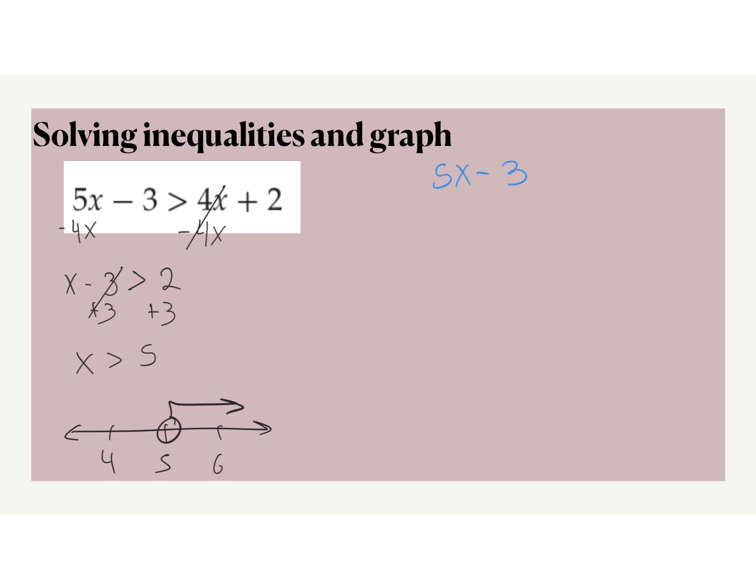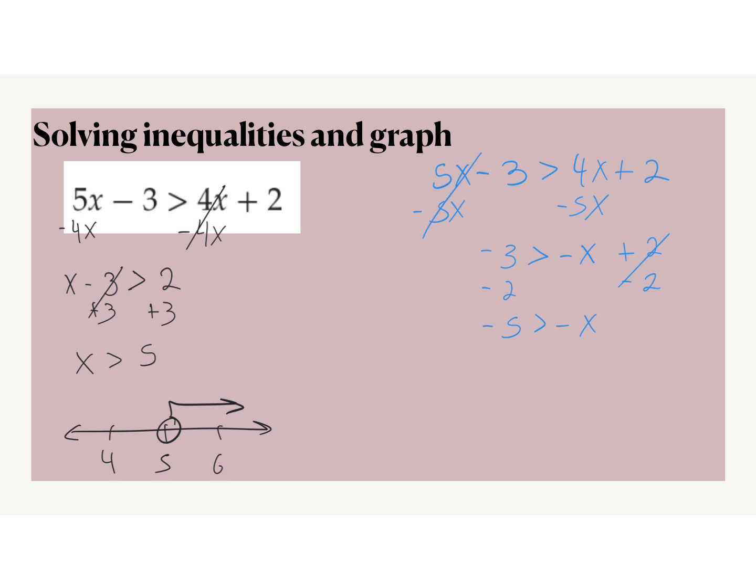You have 5x minus 3 is greater than 4x plus 2. If you move the x to the right, at the very end, you're going to have to think more than just drawing the same way. I'll show you. So if we do minus 5x, we have negative 3 is greater than negative x plus 2. I'll subtract 2 on both sides, and I get negative 5 is greater than negative x.